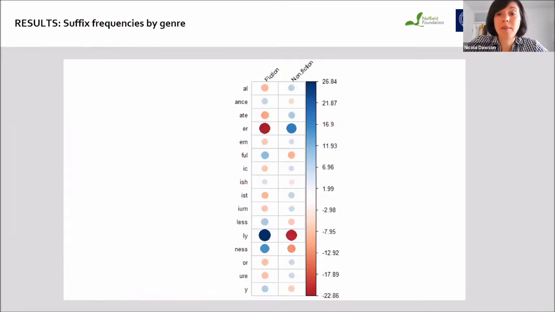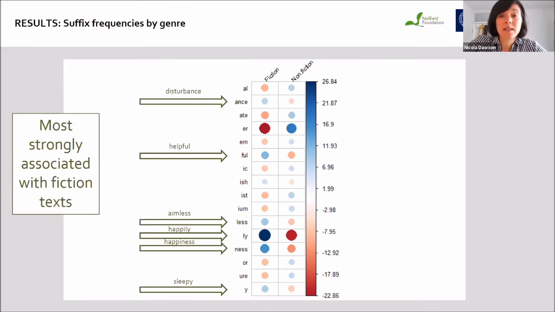So turning to the comparisons by genre, in general, the suffixes showing the strongest positive associations with fiction tended to overlap with those that were most characteristic of the text targeted at the youngest children. So for example, again, we see -ly, -y, and -ful. Two exceptions here were -ance and -ness, which were positively associated with fiction, but also underrepresented in texts targeted at the youngest children.